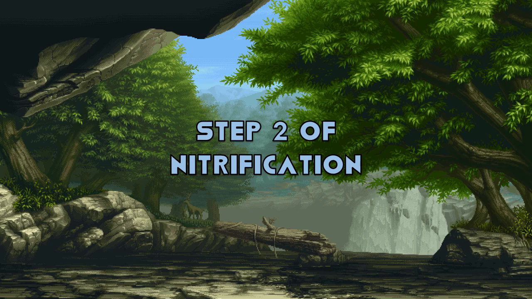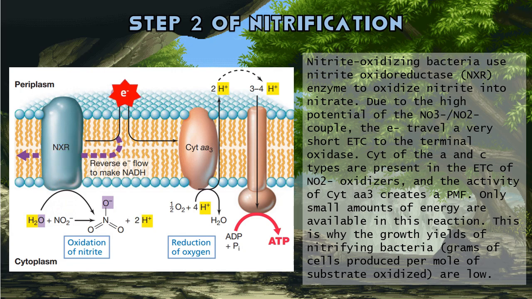Step 2. On the other hand, nitrite oxidizing bacteria utilize the nitrite oxidoreductase enzyme to oxidize nitrite ion into nitrate ion. Due to the high potential of the nitrate-nitrite couple, the electrons travel a very short electron transport chain to the terminal oxidase. Cytochromes of the A and C types are present in the electron transport chain of the nitrite oxidizers, and the activity of cytochrome aa3 creates a proton motive force. Only small amounts of energy are available in this reaction. This is why the growth yields of nitrifying bacteria are low.